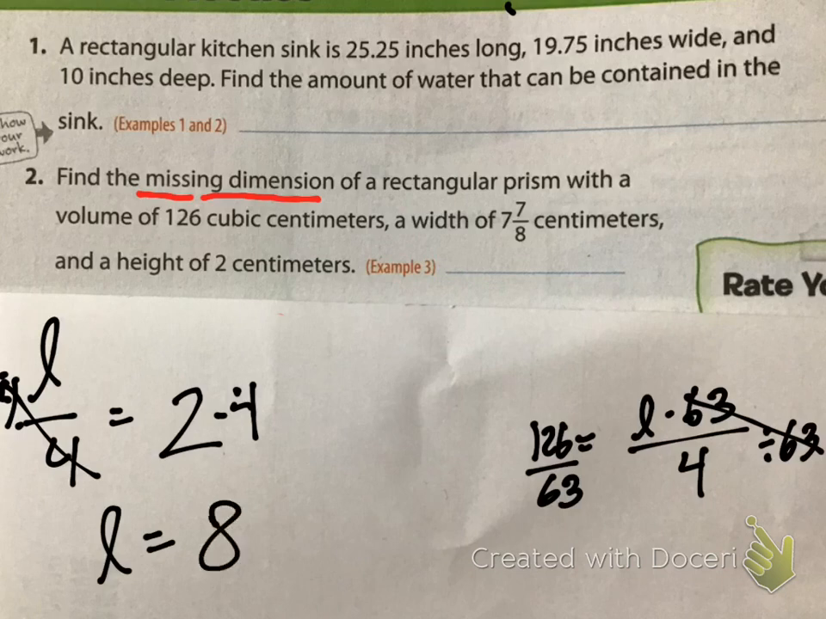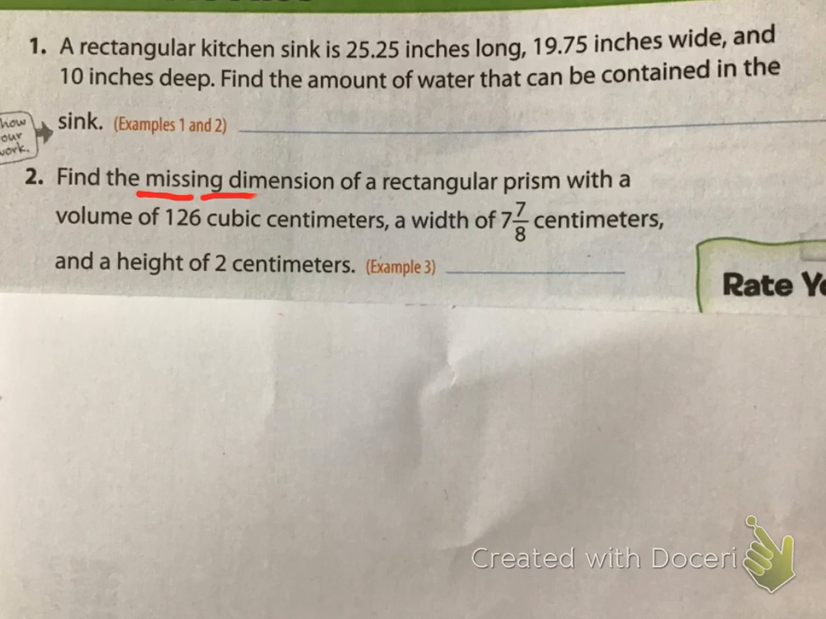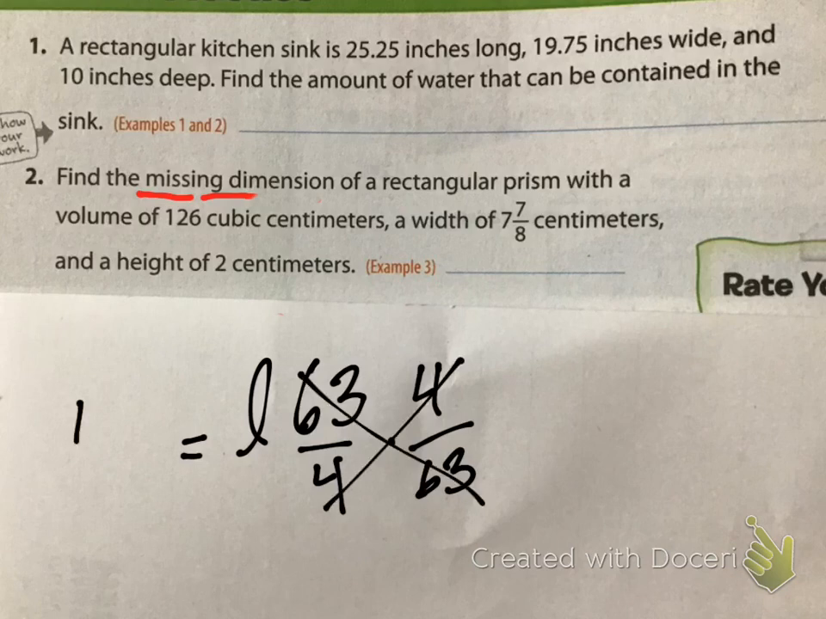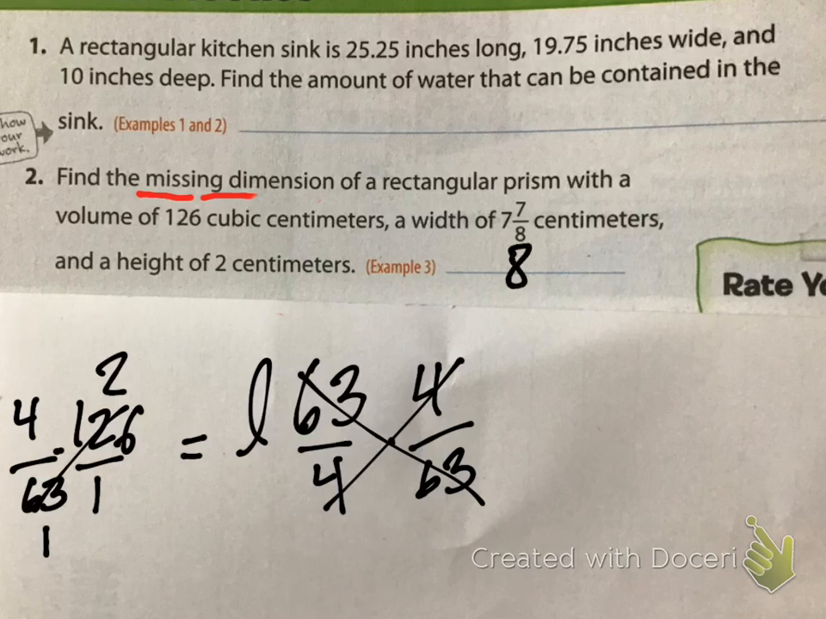I also noticed there's a couple different ways that we could do this. Whenever you want to isolate a variable and there's a fraction next to it, so length times 63 over 4, multiply both sides by the reciprocal. 4 over 63. Cross cancel. That's gone. The other side would be 126 times 4 over 63, over 1. So we'd be able to cross cancel that. We'd get 1 and 2, and then we'd end up with our length being 8. So our answers are 4,986.875, as Lucy nicely found for us, and the missing dimension would be 8.